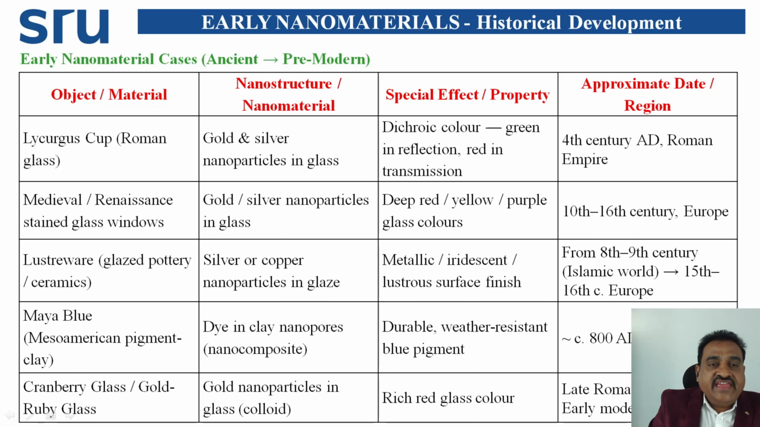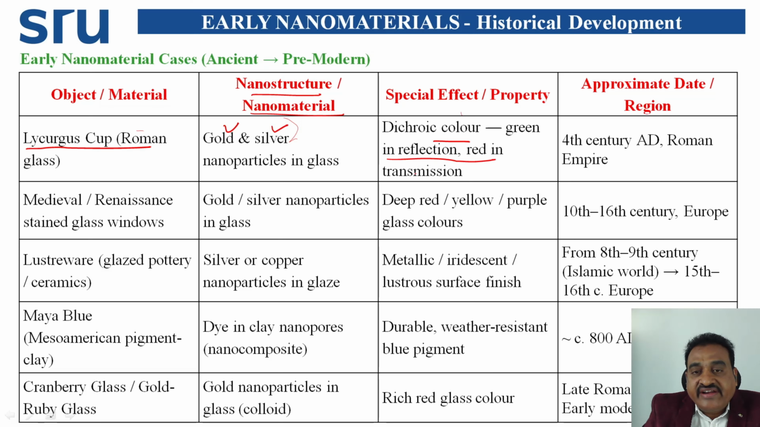You try to see here, this is the Roman glass, the Lycurgus cup, that we already discussed. So simply, nanostructures or nanomaterials: gold and silver nanoparticles are used in this glass. We also studied the special effect as a property: dichroic color, green in reflection, red in transmission. The approximate date is the 4th century AD, Roman Empire.